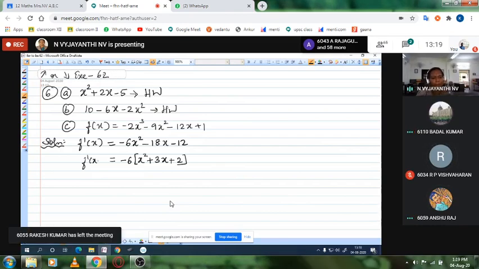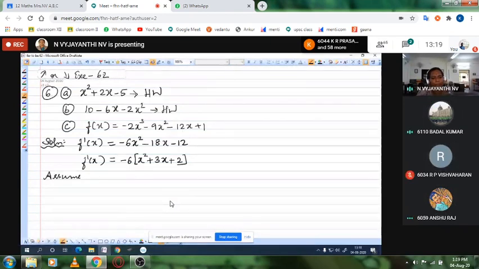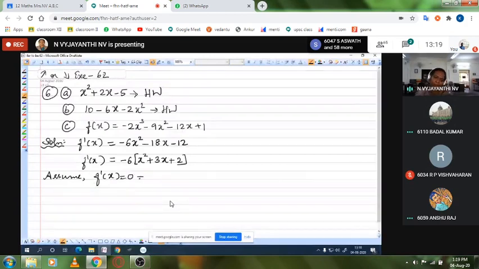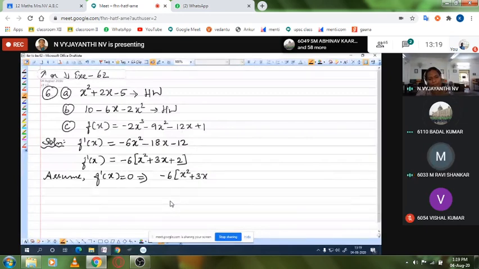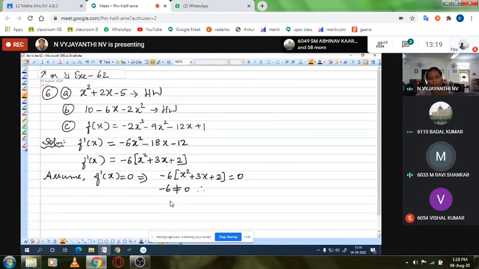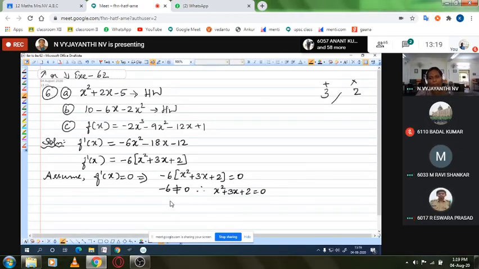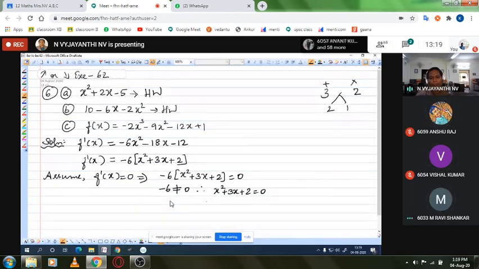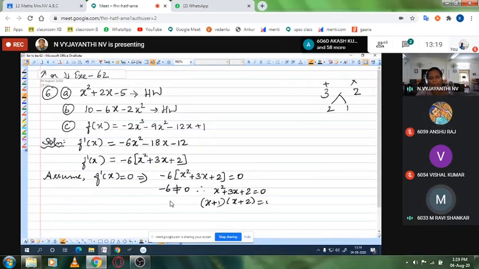Now, for finding the critical points, we have to assume f dash of x equal to 0. f dash of x equal to 0 will give minus 6 into x square plus 3x plus 2 equal to 0. Here minus 6 is not equal to 0, therefore x square plus 3x plus 2 equal to 0. What combination will give, adding, the two numbers 1 and 2? So we can split this as x plus 1 into x plus 2 equal to 0. Therefore x equal to minus 1 or x equal to minus 2.